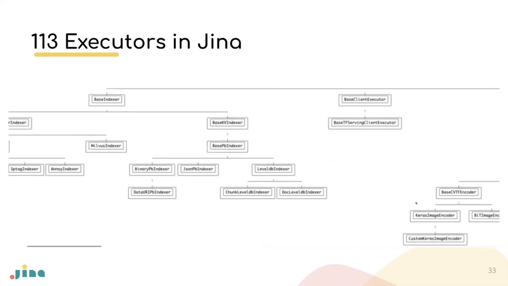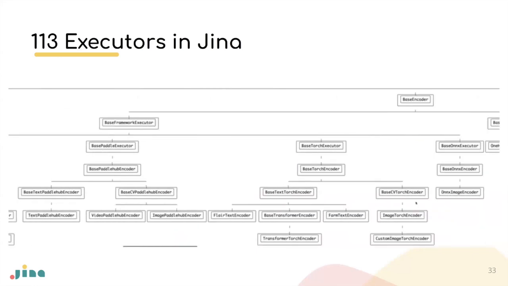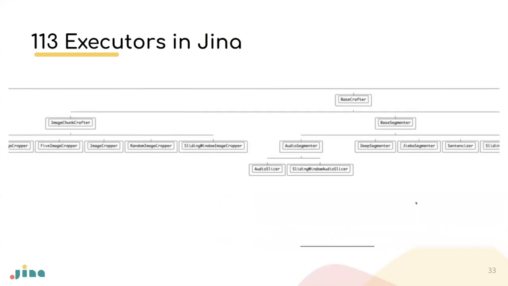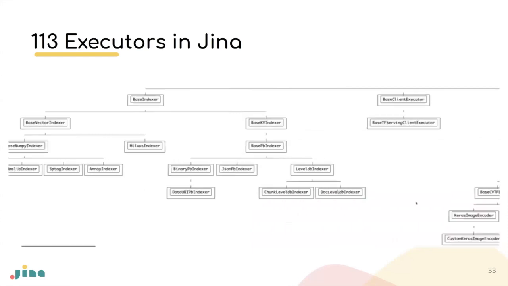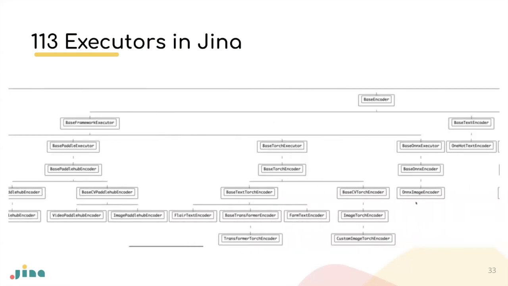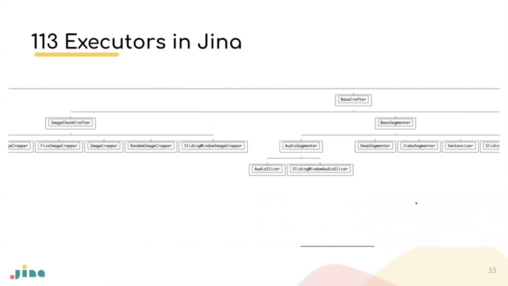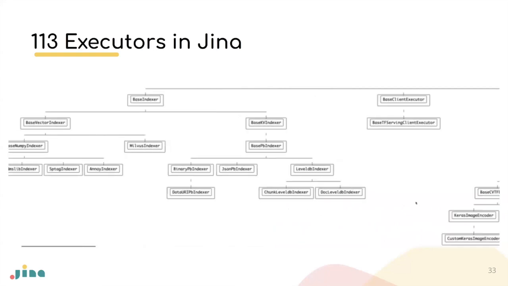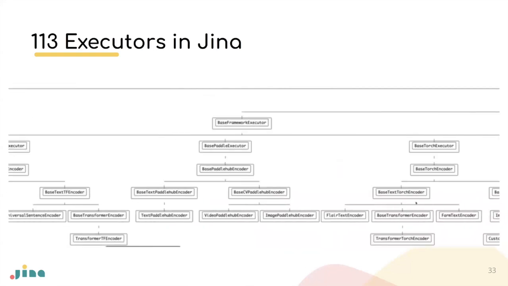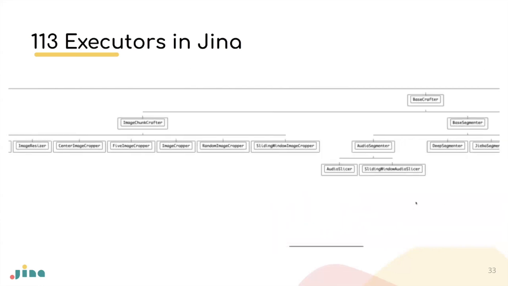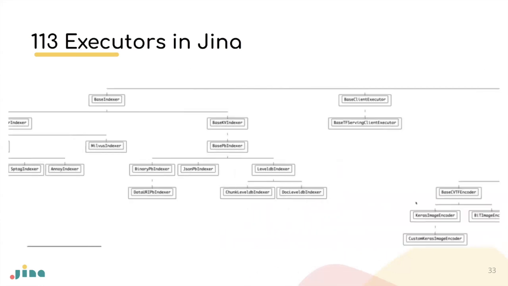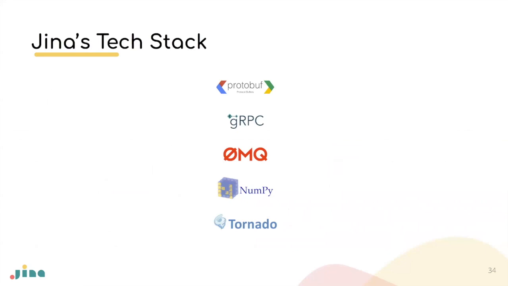You can see that we already provide more than 100 executors in Jina. This means more than 100 models in Jina, covering a lot of fields from NLP, computer vision, audio, and also traditional classic machine learning algorithms. But behind the scenes, Jina has a very concise, very lightweight tech stack.